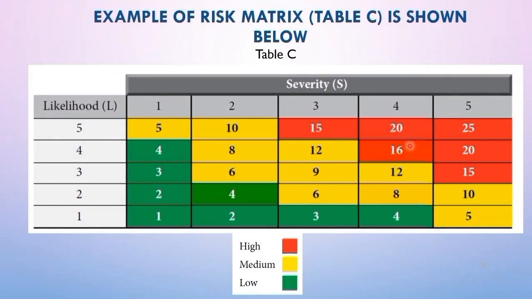So this is the risk matrix table. To use this risk matrix table, we should identify the severity column first, and then follow with likelihood. Based on this risk matrix, there are three levels of risk: low, medium, and high. These three levels are classified based on colors. Low risk is green, medium risk is yellow, and high risk is red.